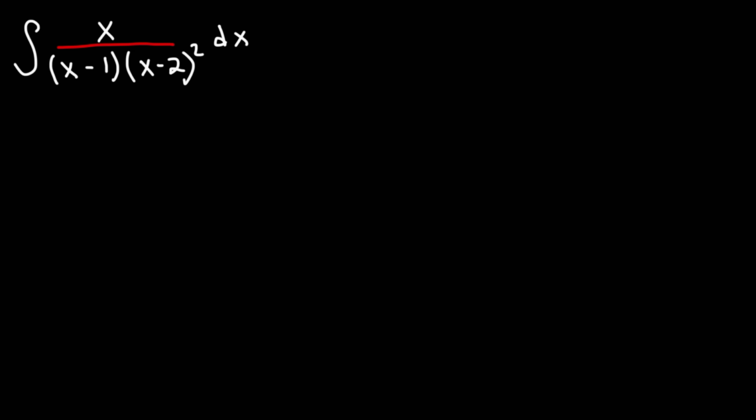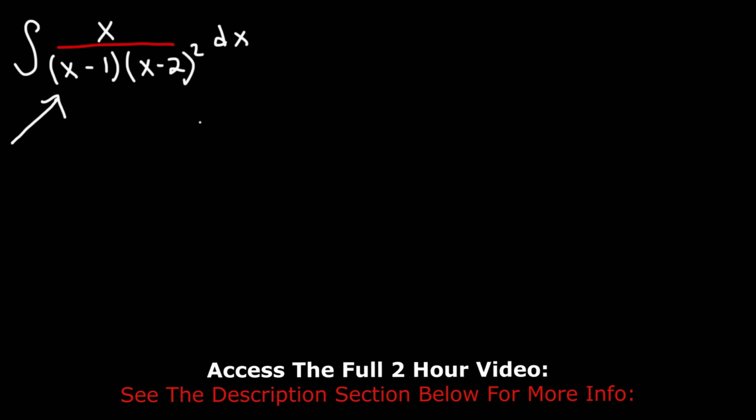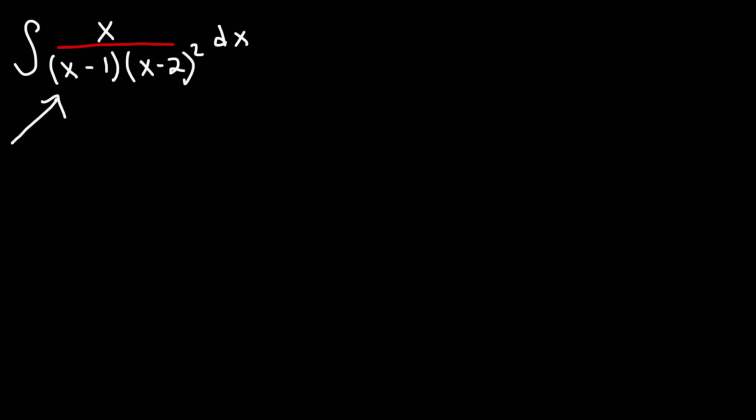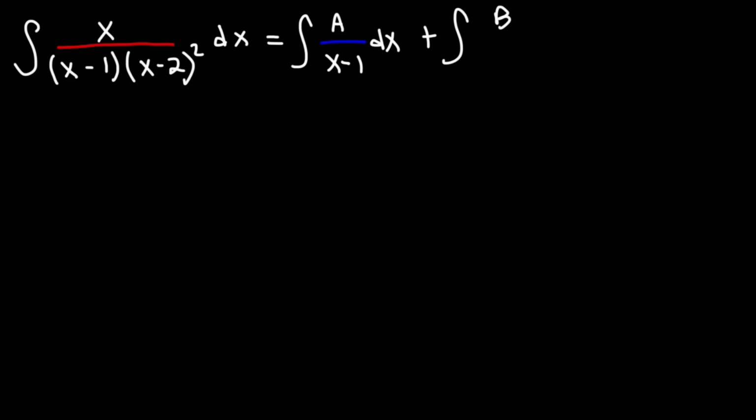So let's try a slightly harder problem. In this problem, we have the linear factor x minus 1, but we also have a repeated linear factor x minus 2. So how can we set up this problem? Well, what we're going to do is write 3 fractions instead of 2. We're going to have the integral of a over x minus 1 and then we're going to have the integral of b over the other linear factor, x minus 2.